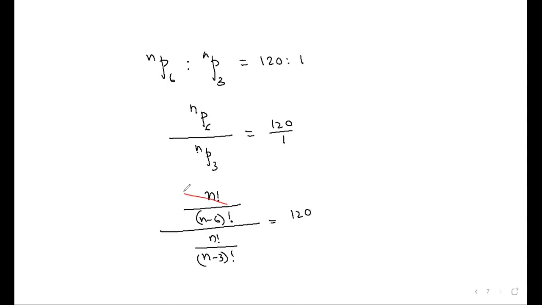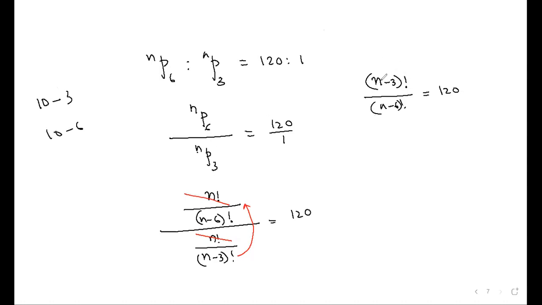Now I can cancel this n factorial. I can reverse and multiply. So it became (n minus 3) factorial in the numerator, (n minus 6) factorial in the denominator. Yes, that is equal to 120. Which out of this is bigger? From 10, if you subtract 3 or subtract 6, which will be the bigger number? 10 minus 3. So n minus 3 is bigger than n minus 6.